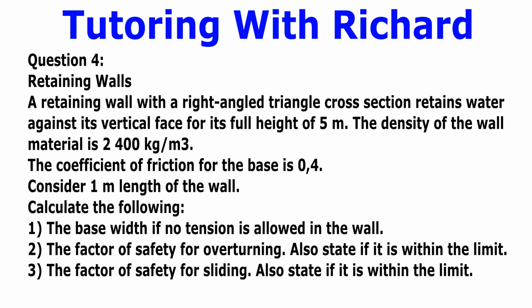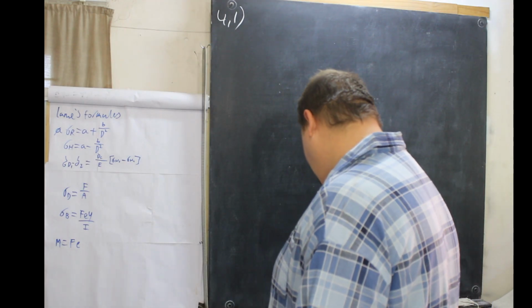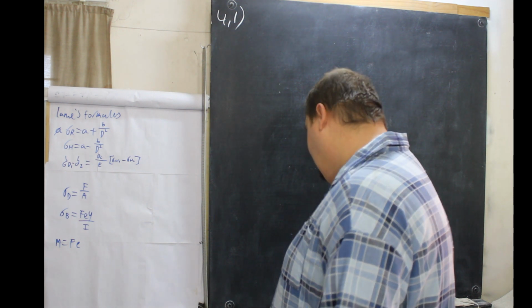Now we've got to calculate the following. 4.1: state the base width if no tension is allowed in the wall. 4.2: the factor of safety for overturning, and state if it is within the limit. And 4.3: the factor of safety for sliding, and state if it is within limit. So, first things first, let's calculate 4.1. We've got to calculate the base width if no tension is allowed in the wall.